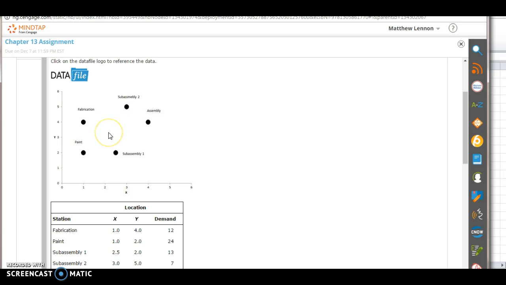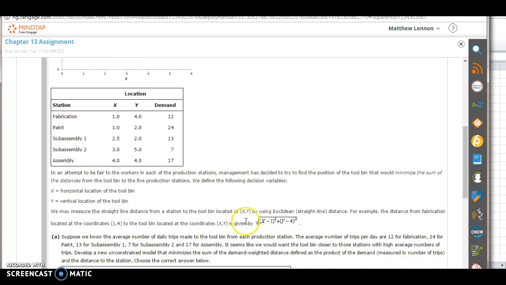So one of the main things that we're going to use is the distance formula from algebra. If you recall that, that's the square root of x minus x1 squared plus y minus y1 squared, and then take the square root of that. Really, it's just the Pythagorean theorem in disguise. So the first thing is to select the function that we want to minimize.